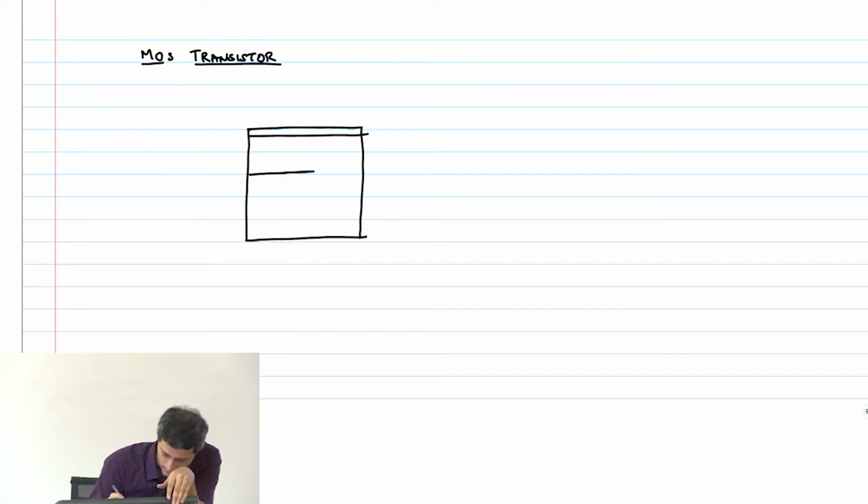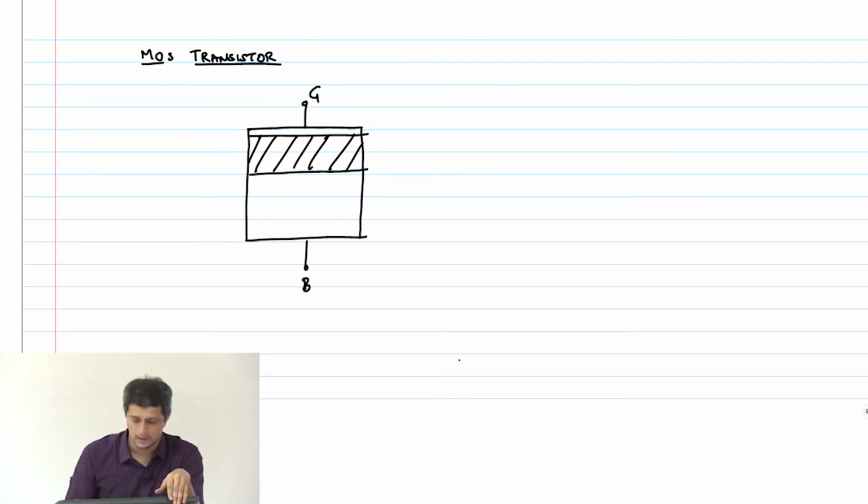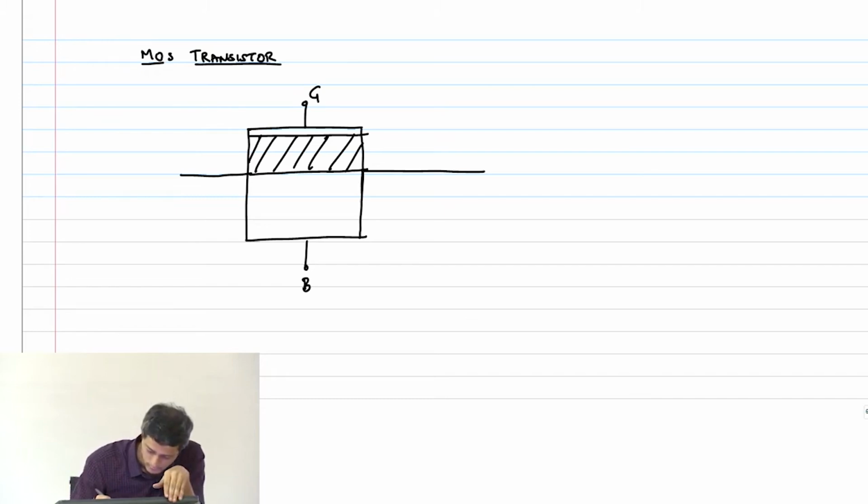So what do I do now? I start with my same old MOS capacitor, which basically has the metal and then the oxide and then the substrate and so on. This is my gate, this is my body. So now I add 2 other diffusion regions to the left and right of this structure in this form.